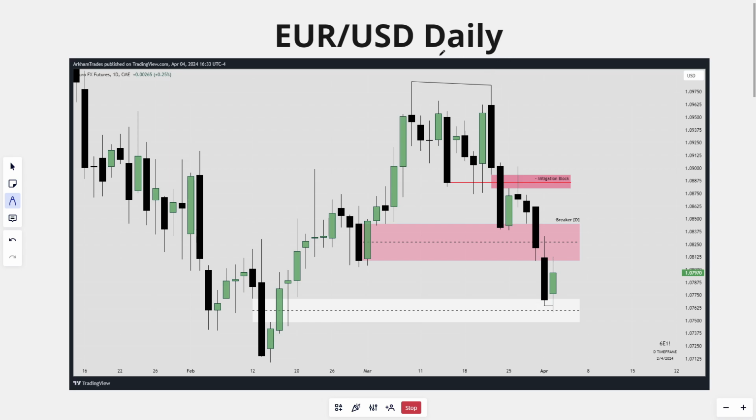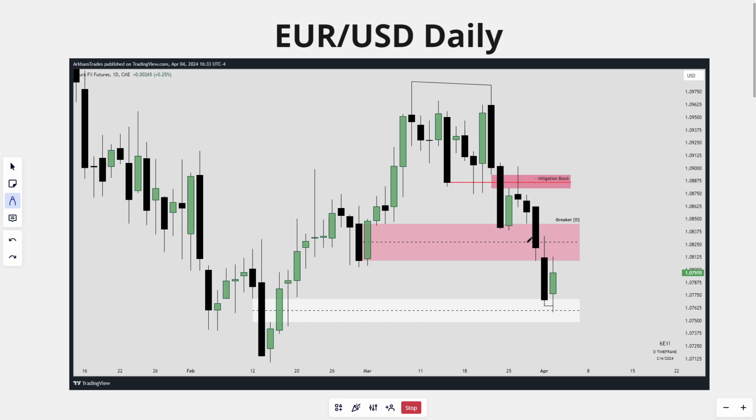So coming into the marketplace here, our analysis starts on the daily time frame. As we can see here, we came up, failed to take out these highs before then getting that displacement to the downside, which left this mitigation block from the prior weeks. Price action then came up into this mitigation block before continuing to fall to the downside.